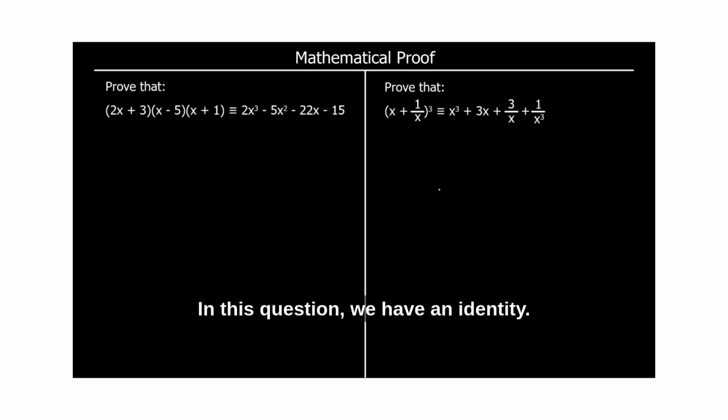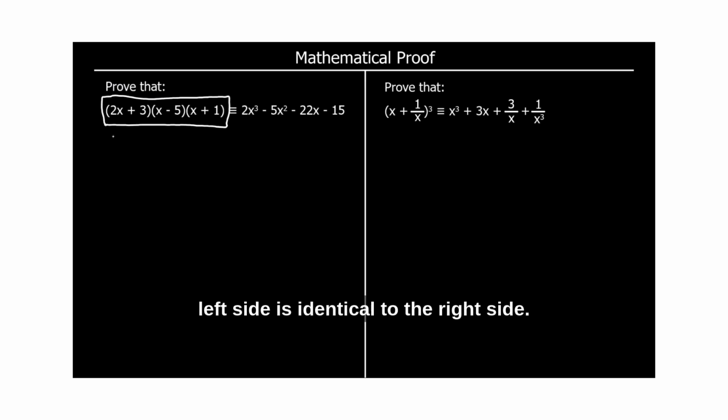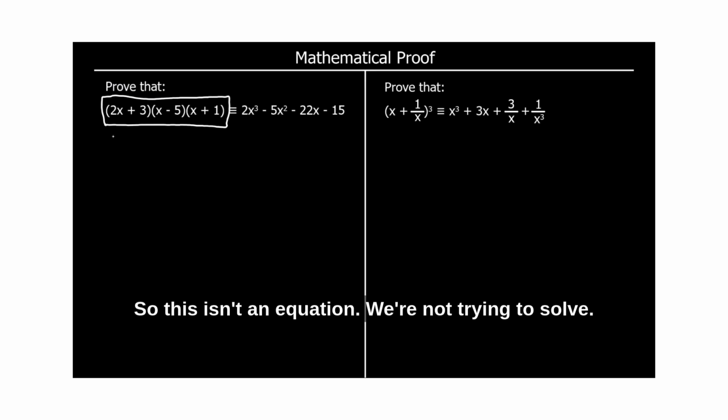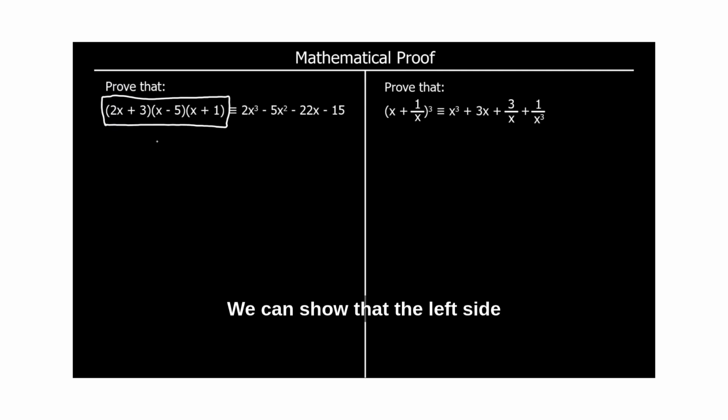In this question, we have an identity. So the question says, prove that 2x plus 3 times x minus 5 times x plus 1 is equivalent to 2x cubed minus 5x squared minus 22x minus 15. So this equivalent symbol means that the left side is identical to the right side. So this isn't an equation. We're not trying to solve. We can show that the left side can be turned into the right side.